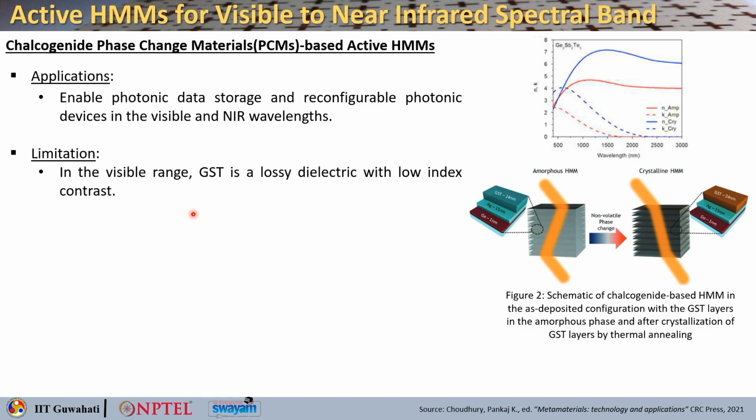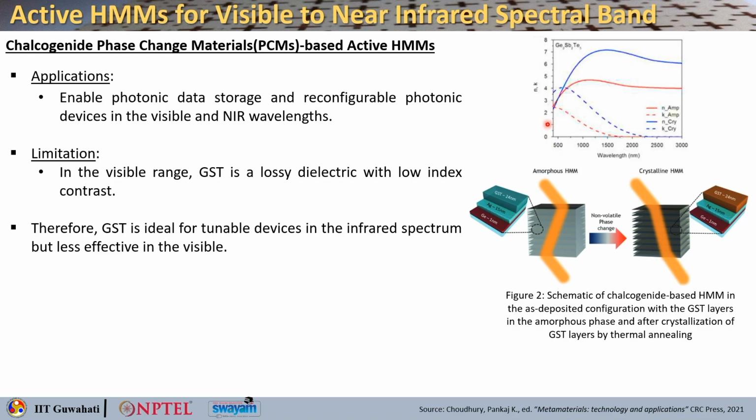The limitation here is that in the visible range this GST material is a lossy dielectric with low index contrast, as you can see here. However, if you look into the NIR region, it gives you pretty good contrast between the two phases, and it can be used for tunable devices, particularly in this range of infrared, but you can also see that they are not very effective in the visible.